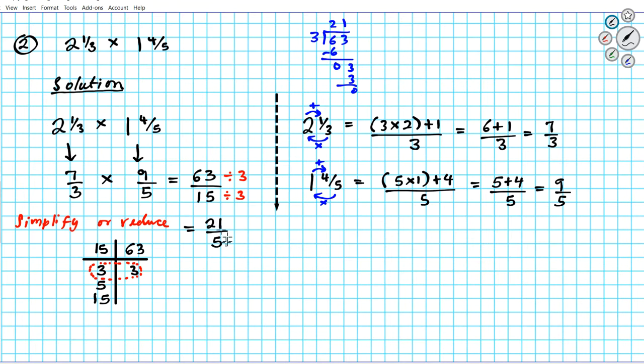Are there any common factors here? Well, 5 is a prime number. Does 5 go into 21? The answer is no. The only numbers that 5 goes into are numbers that end in 0 or 5. Okay, so if you want, you can just check with your factor tree, with your factors chart for 21 and 5.